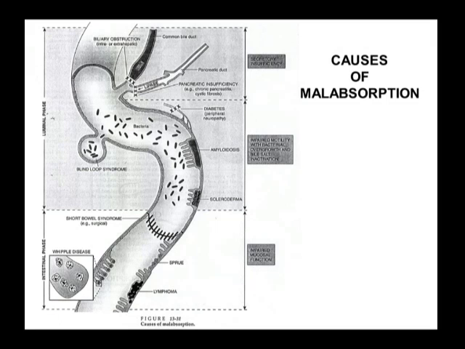Now, there are a number of reasons for malabsorption. There can be autoimmune disorders, there can be infections, there can be blockages, there can be nervous system disorders, diabetes, etc.